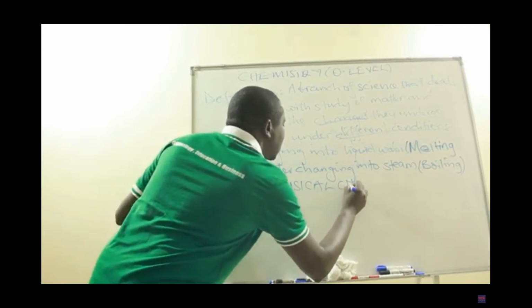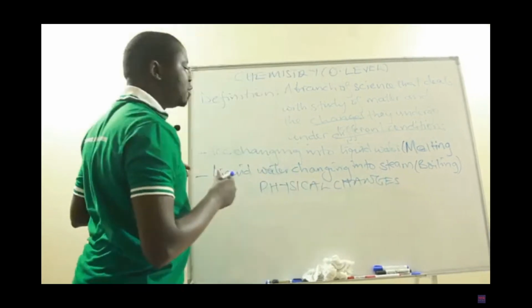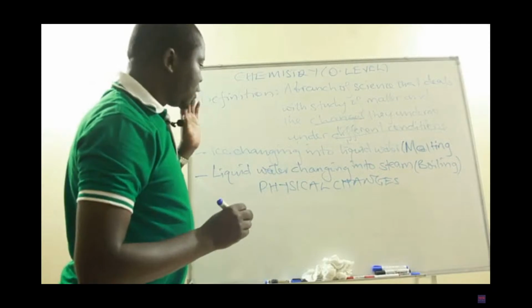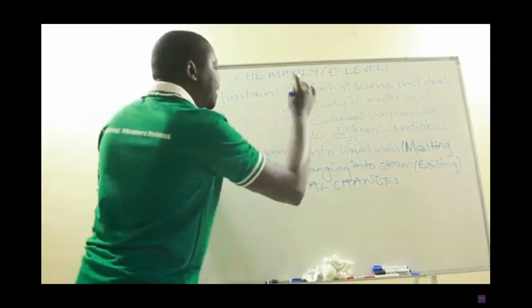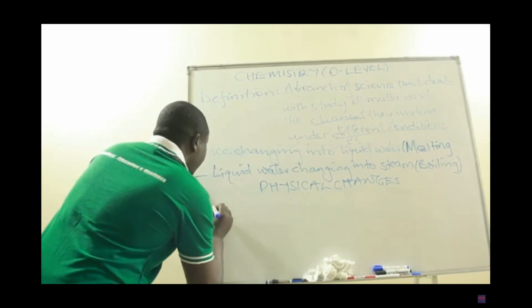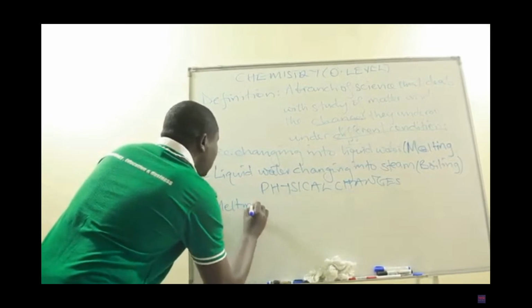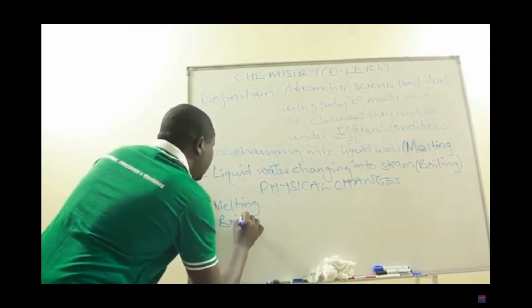So matter can undergo physical changes, and these are changes in which no new substance is formed. So I want to give you more examples of physical changes which matter can undergo. We have a change like melting, which we have already talked about. We have the process of boiling.